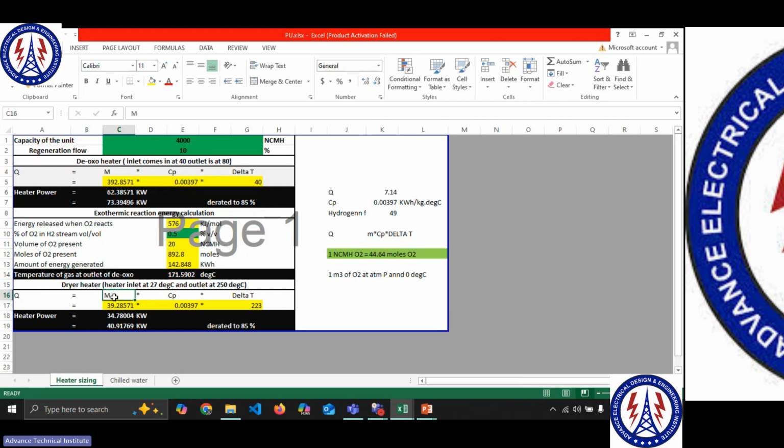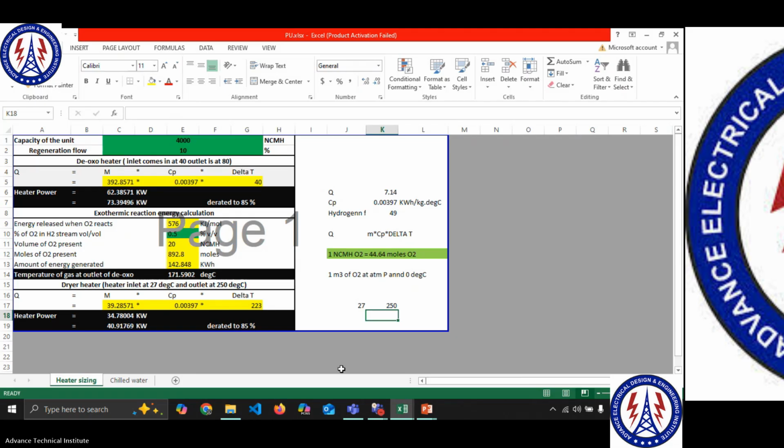So we need M. How do we know M? Already we know 39.285, the upper one, the volume. The 10% regeneration flow we are fixing, right? So now we know it is 400 Nm³. 400 divided by 11.2 is going to be 39 kg. We know M, we know Cp, we know delta T. In this case, I'm only increasing the temperature from 27 to 250. That means delta T is 223.